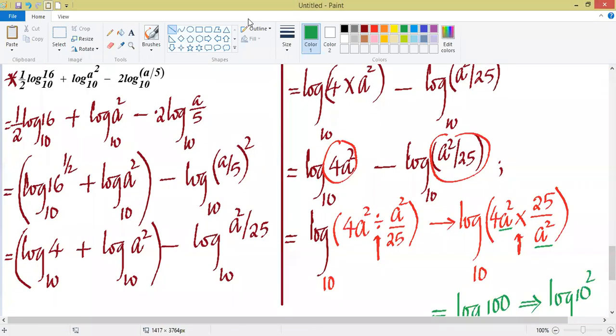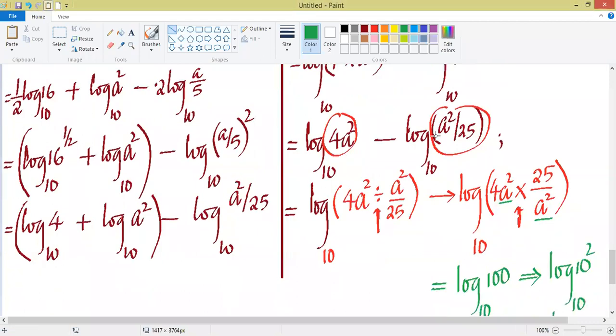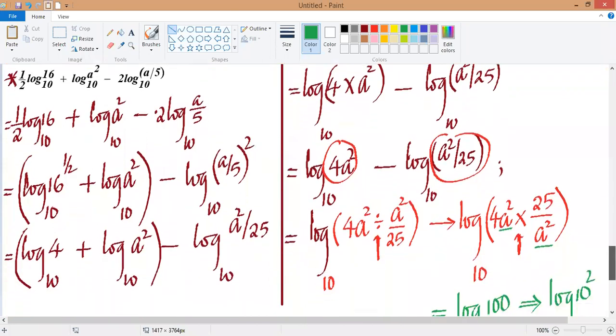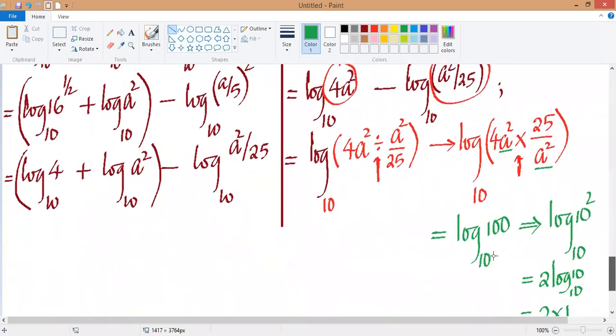Select your mic. Keep the mic on. Titus, which half? Log 16 to the power half, base 10. The second step there, you are lost. The half disappeared. Yes, 16 to the power half.